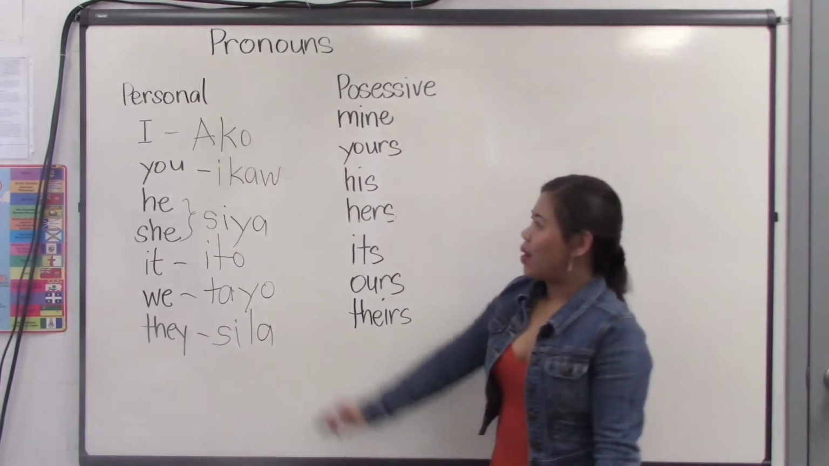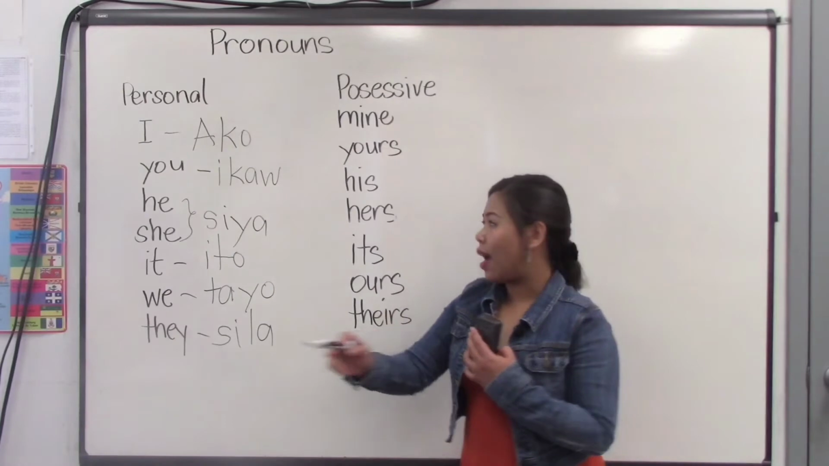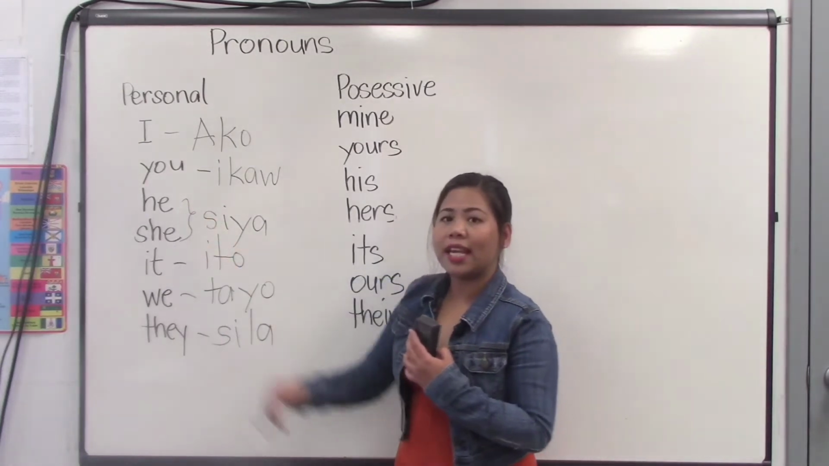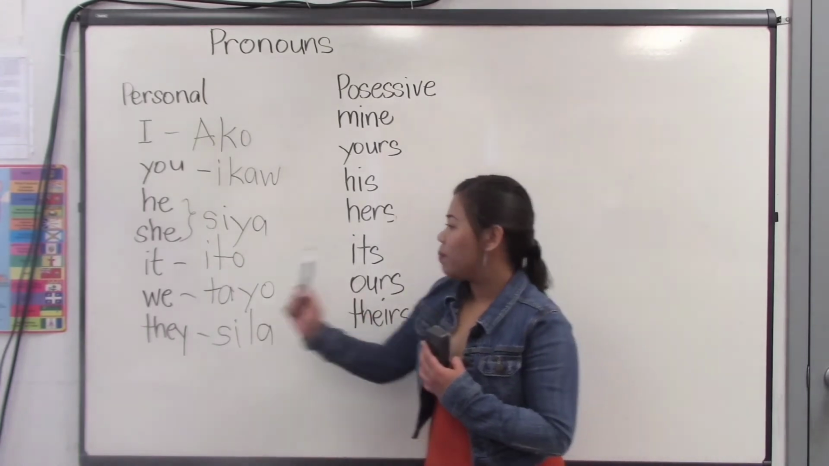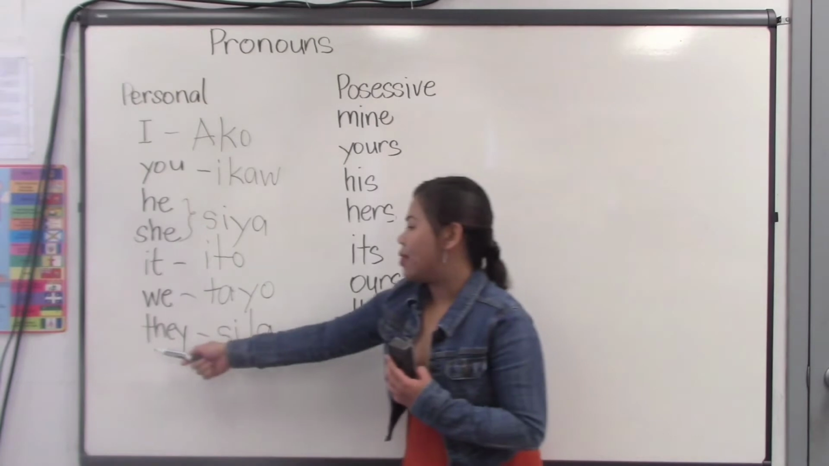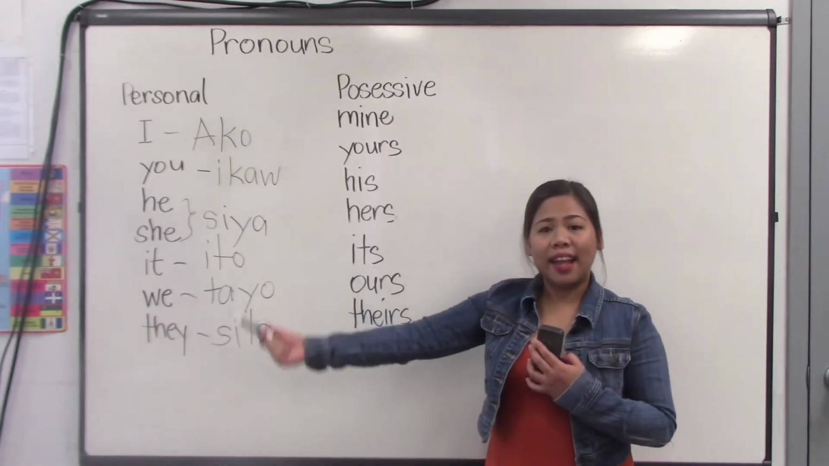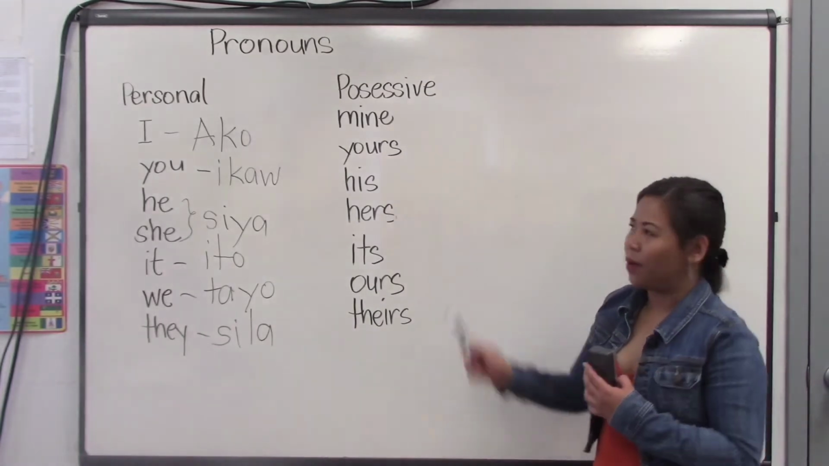So, I is ako. You is ikaw. He or she is siya. It is ito. We is tayo. And then they is sila. Alright? Let's go to the possessive pronoun.